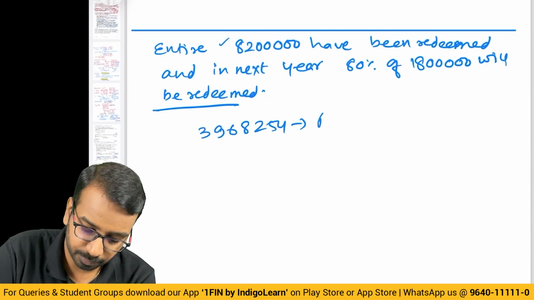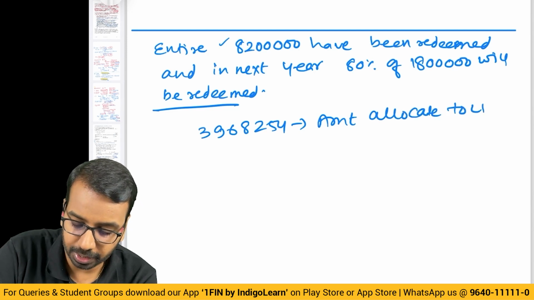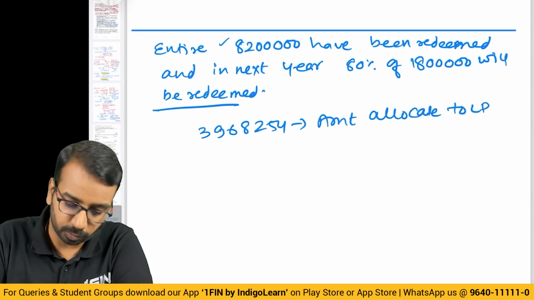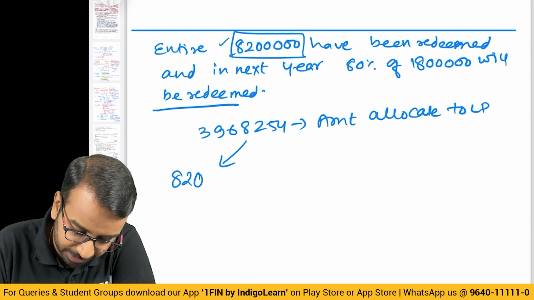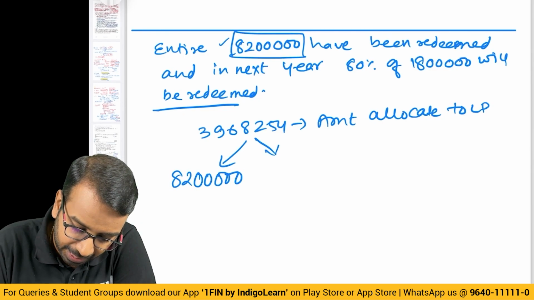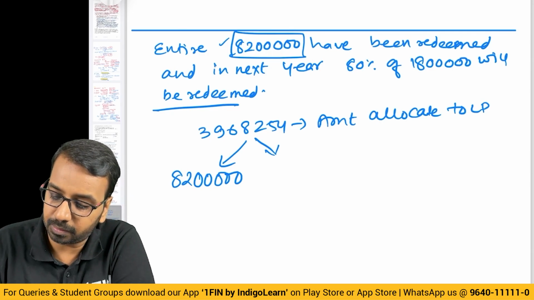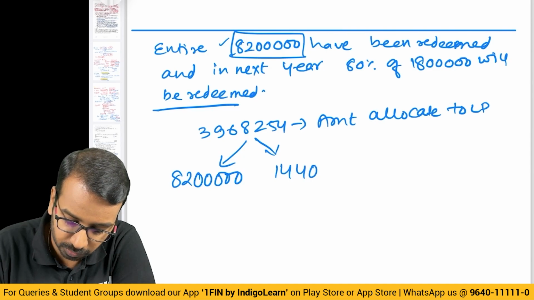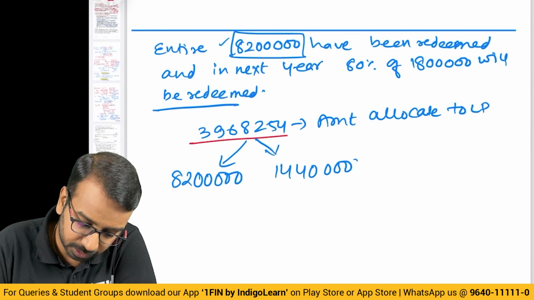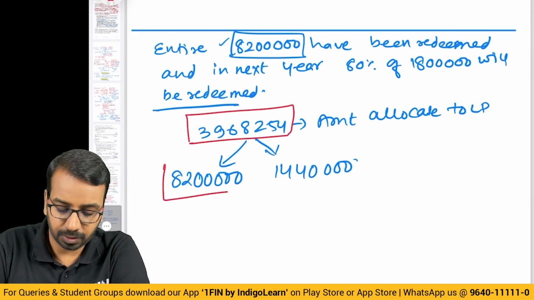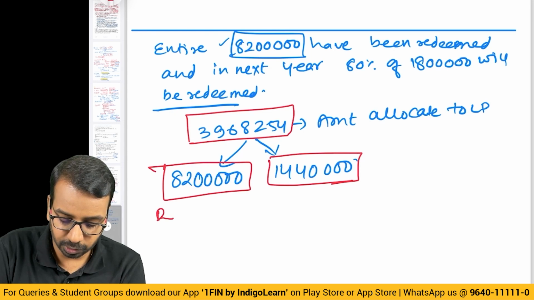3,968,254. This is the amount allocated to loyalty points. Now we know that 82 lakhs have already been redeemed, so this will be split between 82 lakhs and 18 lakhs into 80%, that is 14 lakhs 40,000. So basically we are splitting the total estimated revenue between 82 lakhs and 14 lakh 40,000.